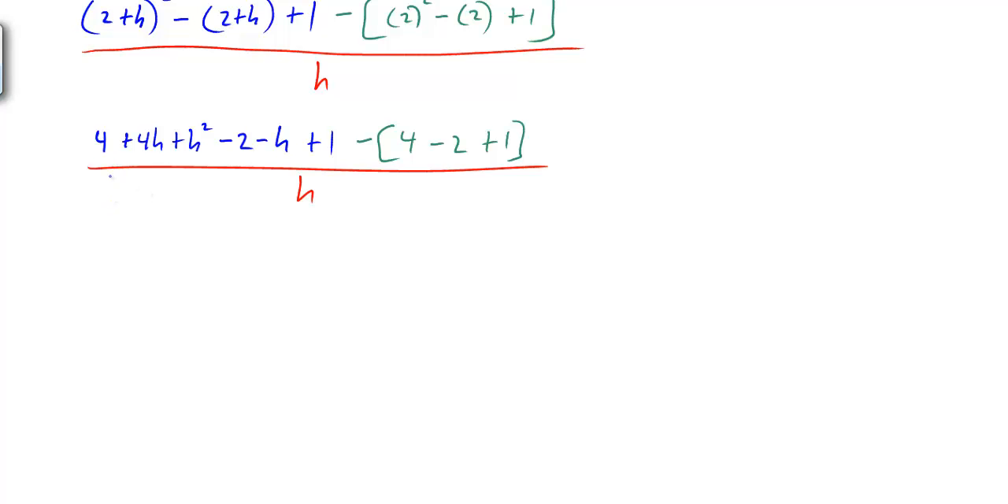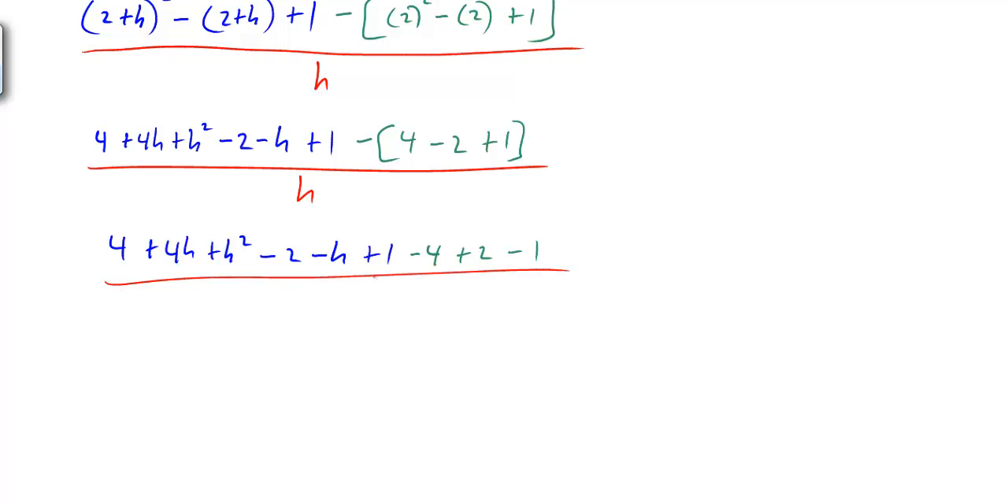And then we have, I'm going to leave this again to make a point. We have 4 plus 4h plus h squared minus 2 minus h plus 1. And if we distribute the negative here, now again, we could certainly combine this together, but I just want to show you what's happening. If I distribute the negative, we would get a negative 4, a positive 2, and a negative 1. Okay, and again, you could have said 4 minus 2 is 2, 2 plus 1 is 3, and end up with a negative 3. But I want you to notice something here, just like the previous example.